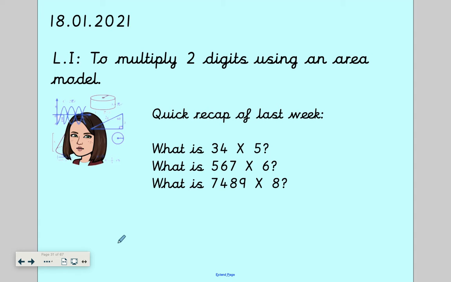Last week I was super impressed by how many people could use this short multiplication method and how quickly you were answering the questions I gave you. It's absolutely fantastic, so keep that up, Year 5, okay? I'll let you have a go. Pause the video and have a go at these three questions in the formal method as we did last week, and then we will move on to the area model today.